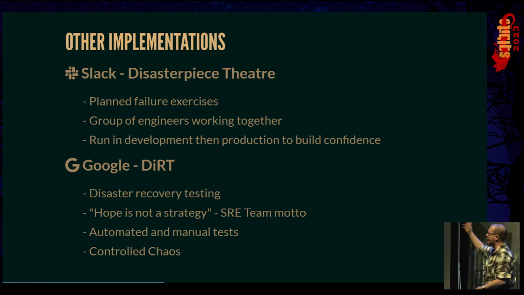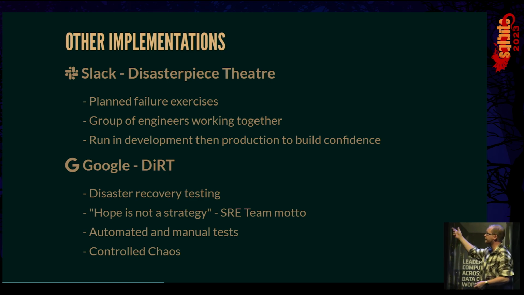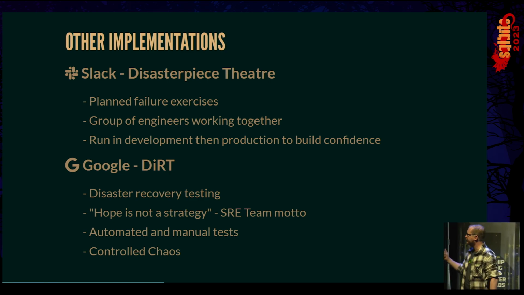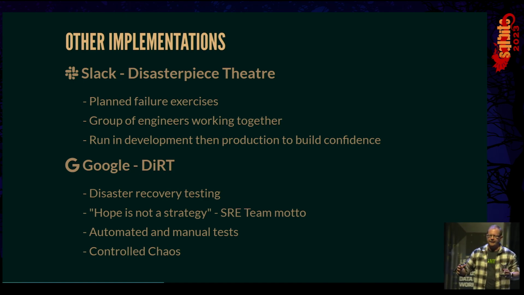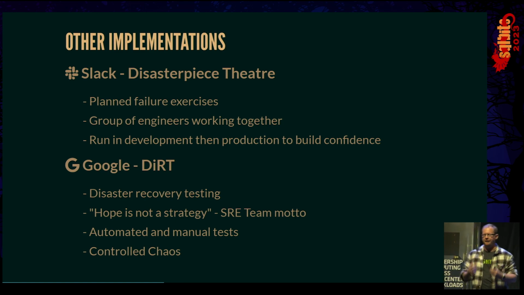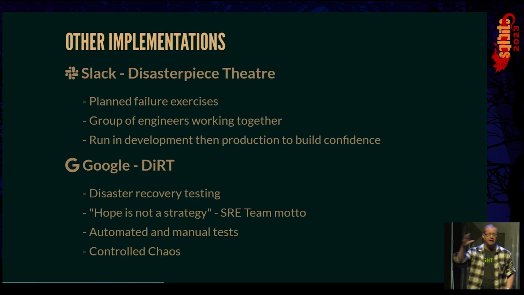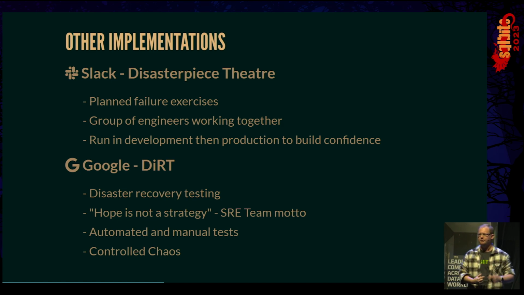And these are ones from Slack and Google. Slack has Disaster Theater, and Google has Disaster Recovery Testing. I highly doubt they call it DIRT, but that's what the acronym is. This is more about getting engineers together, thinking about how the systems can fail, and then designing experiments to test those scenarios. So we have planned failure exercises with a group of engineers working together, and they run them in development first, building up confidence in what they've built before they deploy to production.